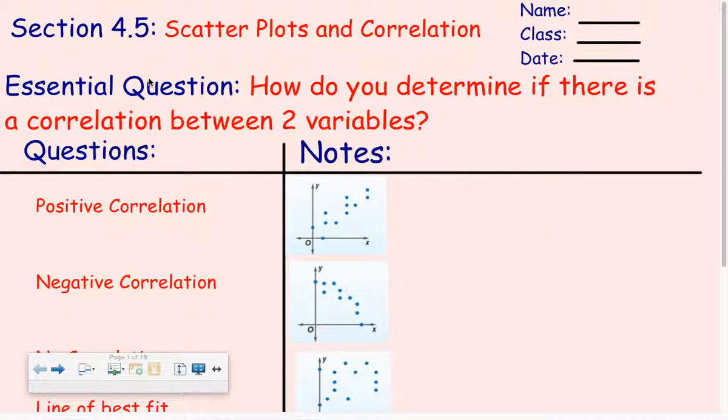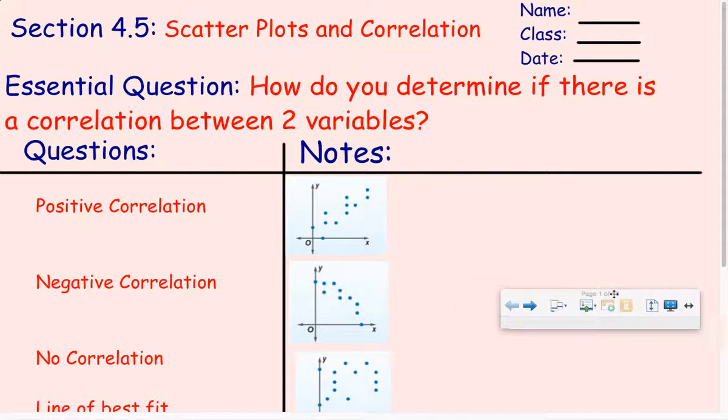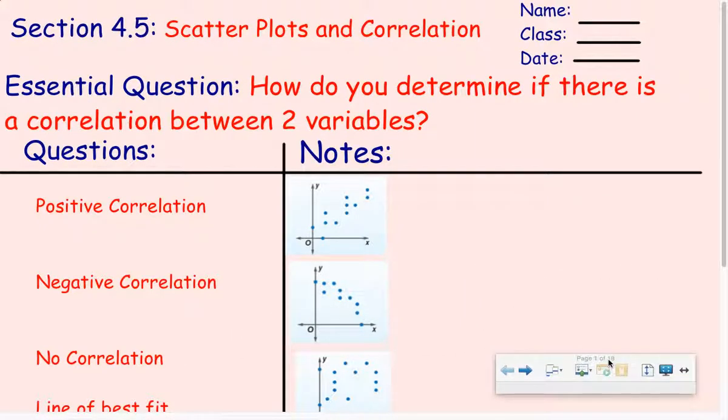Section 4.5, scatter plots and correlation. Essential question: How do you determine if there is a correlation between two variables? So there are three different types of correlation. There's positive correlation, negative correlation, and no correlation.